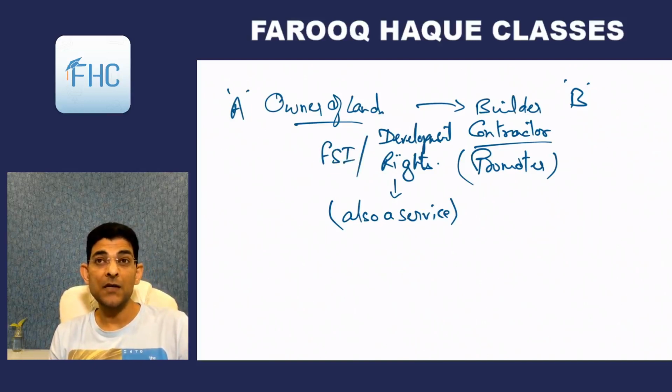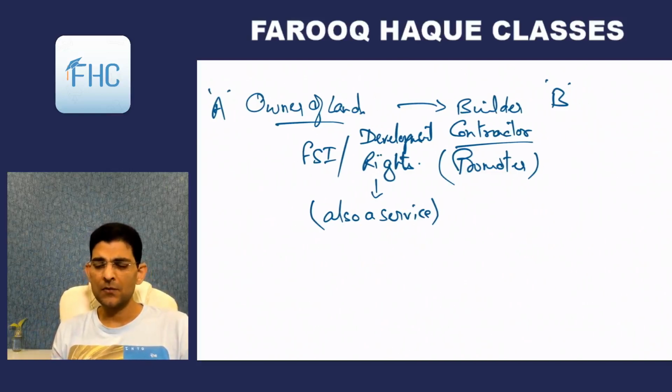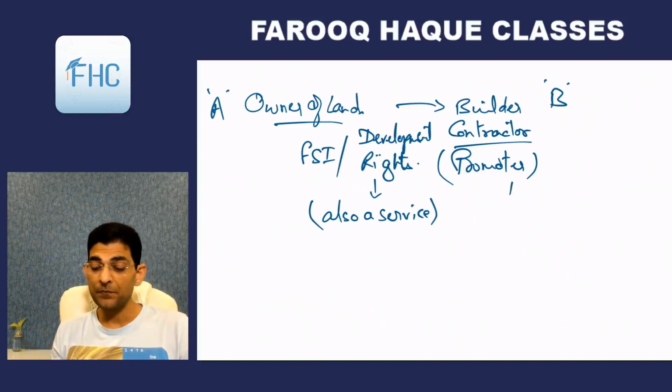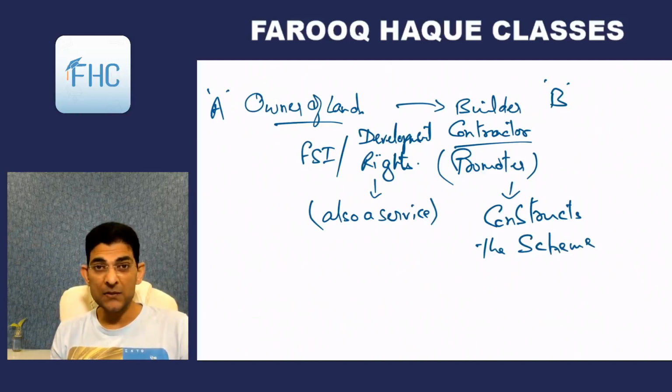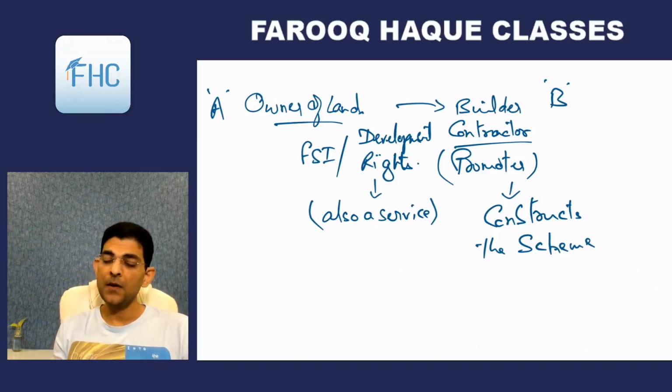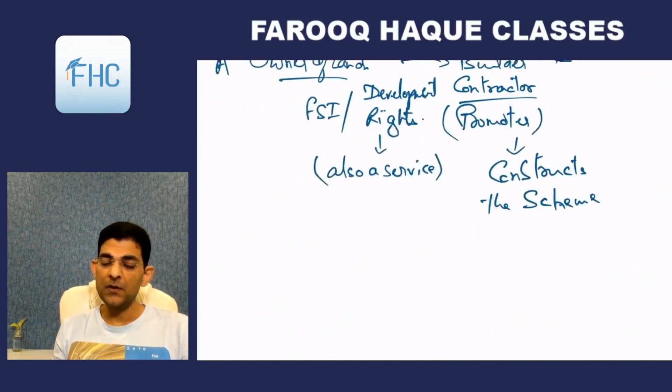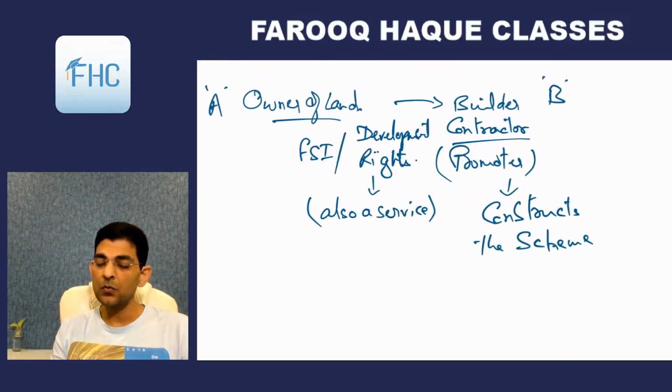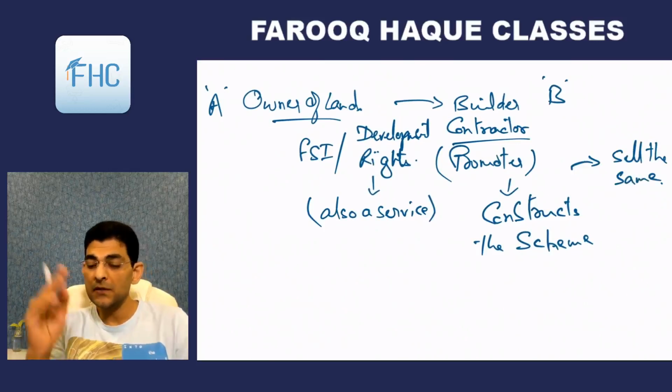FSI. He transfers the FSI or development rights to the builder to construct a building and sell it to the customers. So the builder is going to construct the scheme, the whole scheme. He constructs the scheme, or what we call here as the complex, residential, commercial, so on and so forth, for sale. After doing this, he will sell it. What he is going to do, he will sell the same.